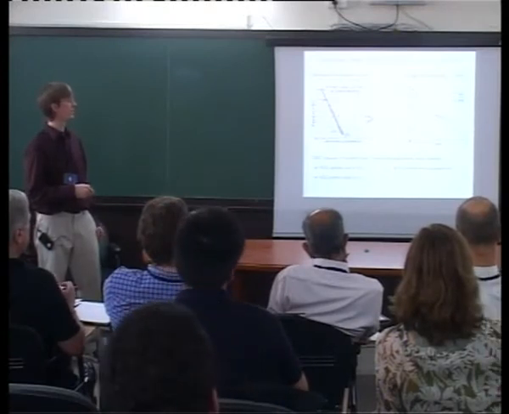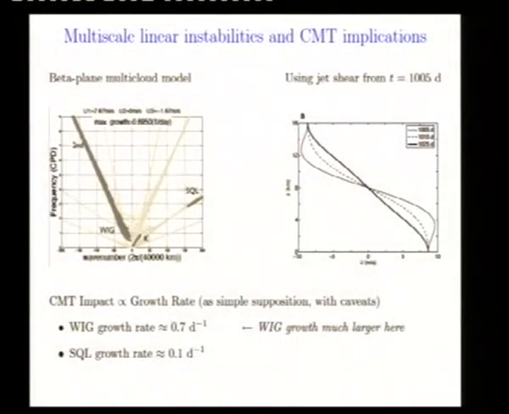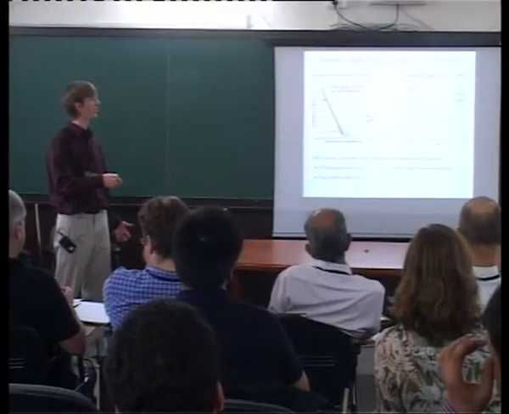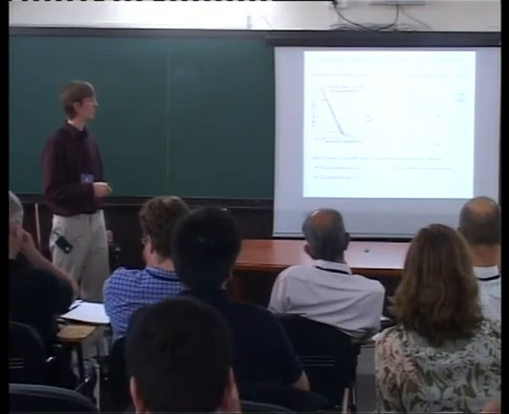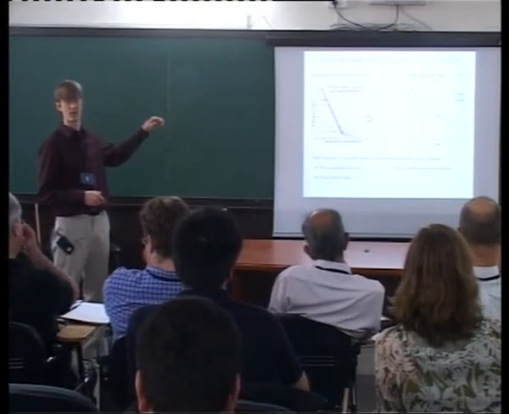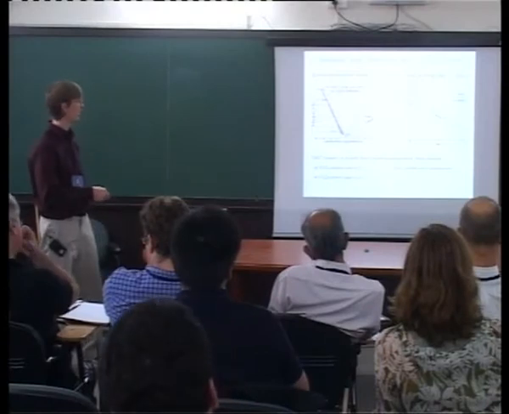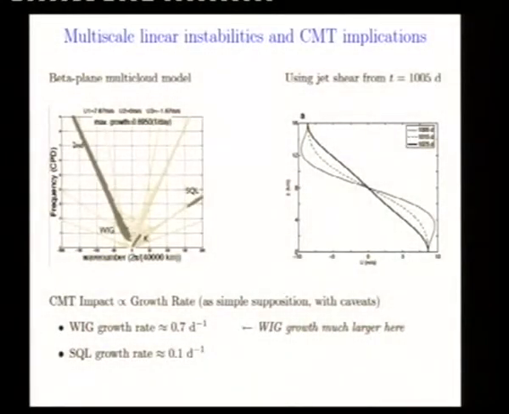But if we had a beta plane model instead of just above the equator. So what we're going to look at is the linear instabilities that arise in this background shear. And we're going to use this jet shear right here on this slide, but we consider the other shear cases in the paper. So what we're going to do is we're going to look at this plot.